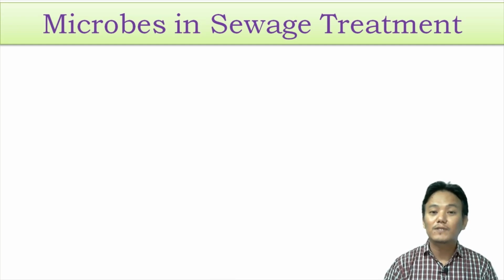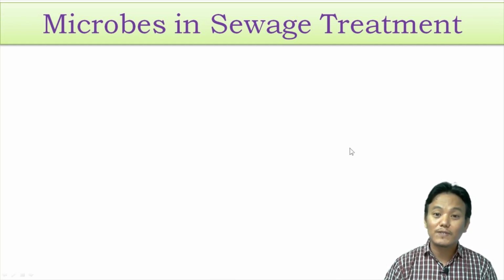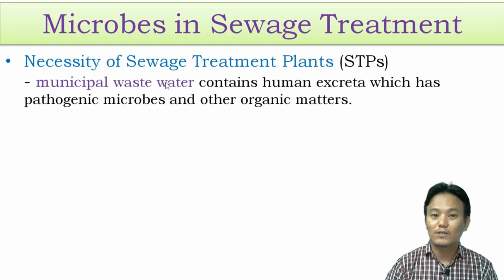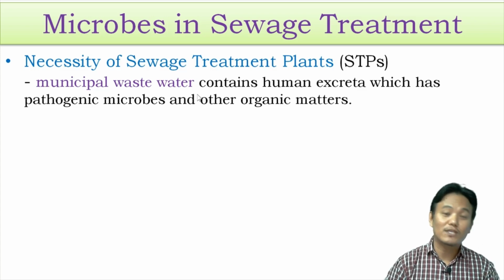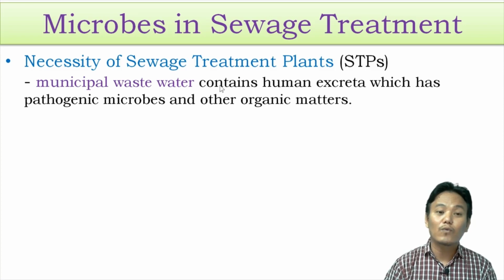What do we mean by sewage and why are sewage treatment plants necessary? By sewage, we mean municipal wastewater. We use water for different purposes in our day-to-day life. We use water in the kitchen, in bathrooms and toilets. Even big factories use water for different purposes during their production process. So this water, after it has been used, becomes wastewater.